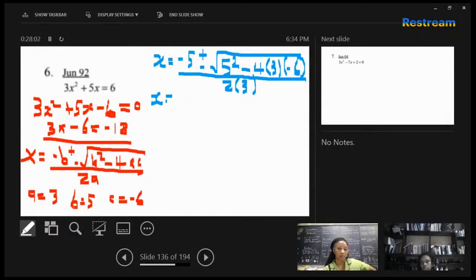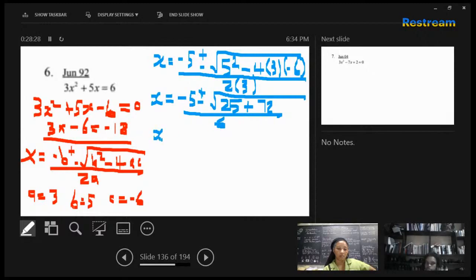So x equals -5 plus or minus the square root of 25 plus 4 times 12, that is 4 times 3 times 6, which is 72, over 6. So x equals -5 plus or minus the square root of 97 over 6.